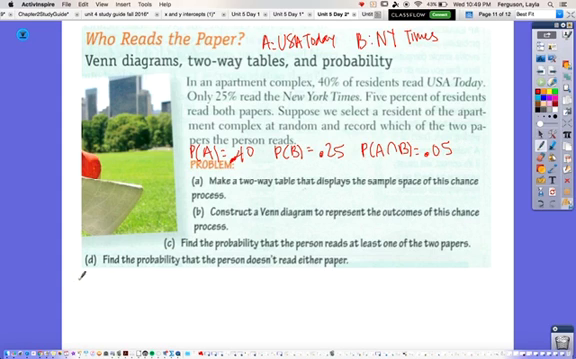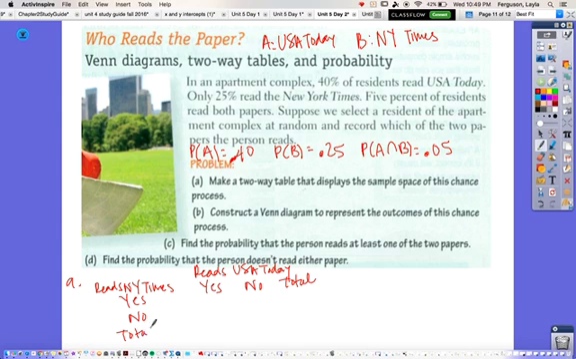So for A, it asks us to make a two-way table, which means that we are going to have one section that reads the New York Times, and then we're going to have another section across the top that reads USA Today. In each of those, we would have a yes, they read, and a no, they don't, and then, of course, a total. So, yes, they read New York Times. No, they don't. Total.